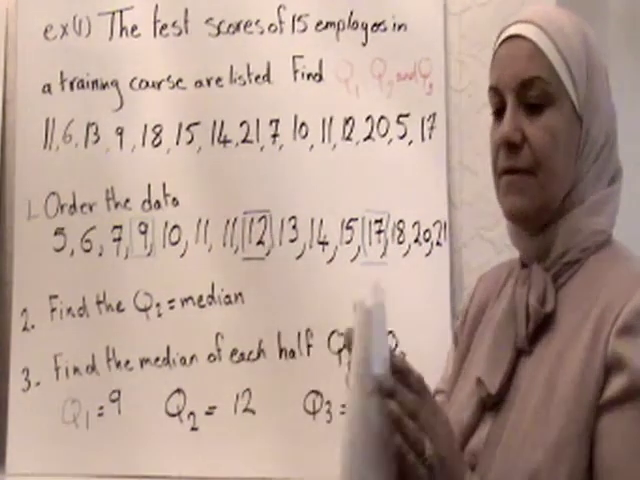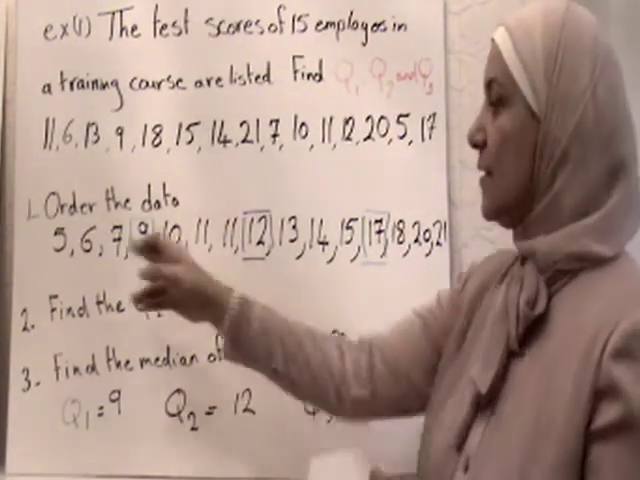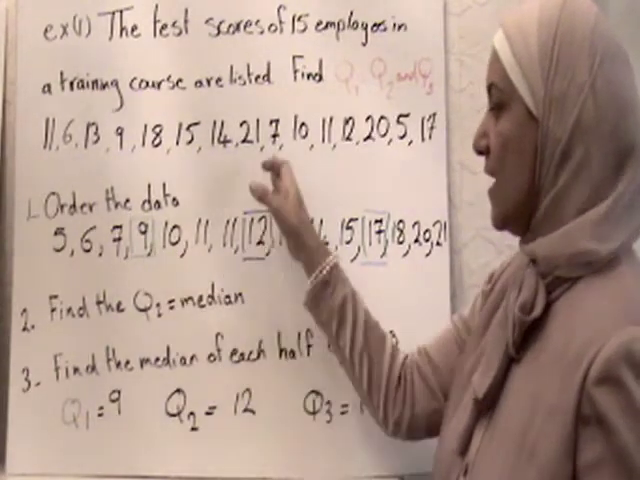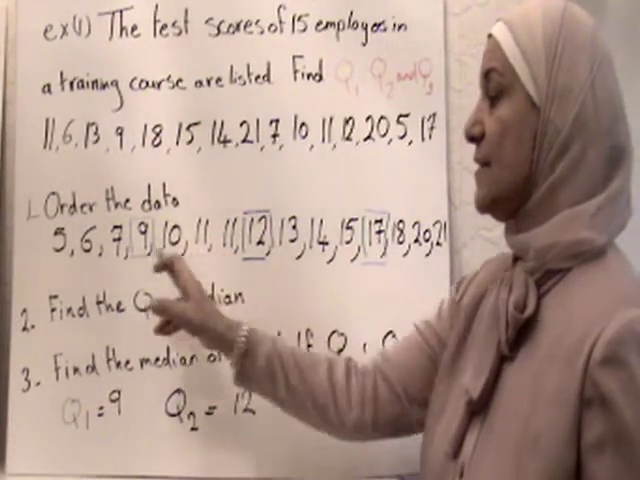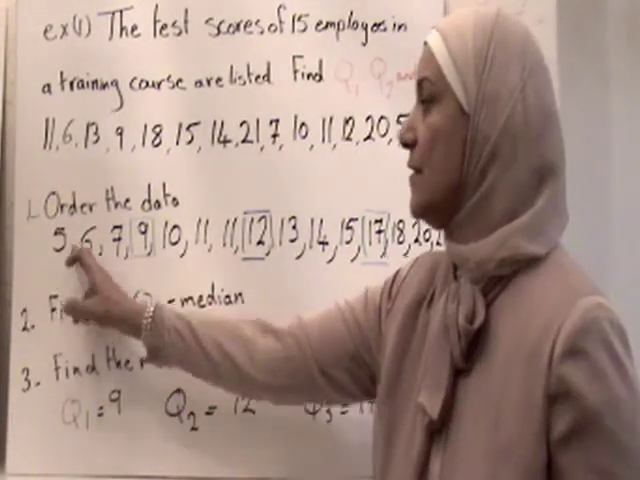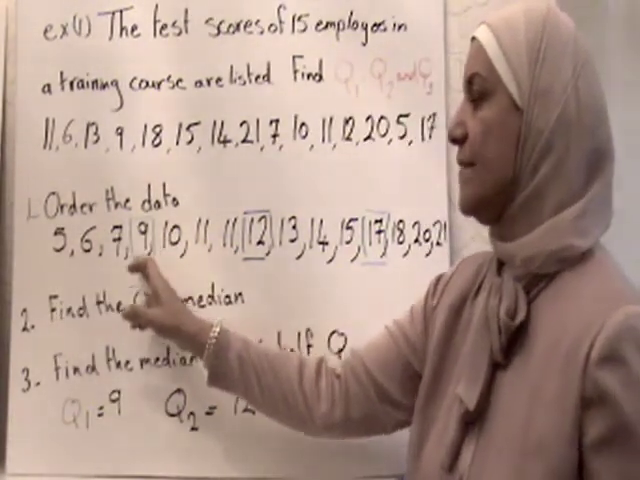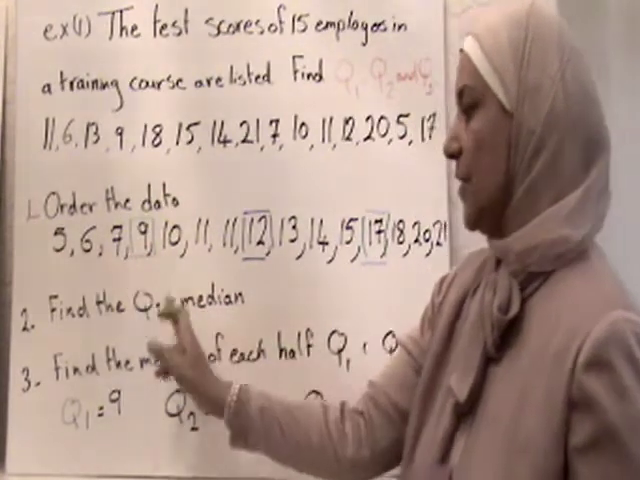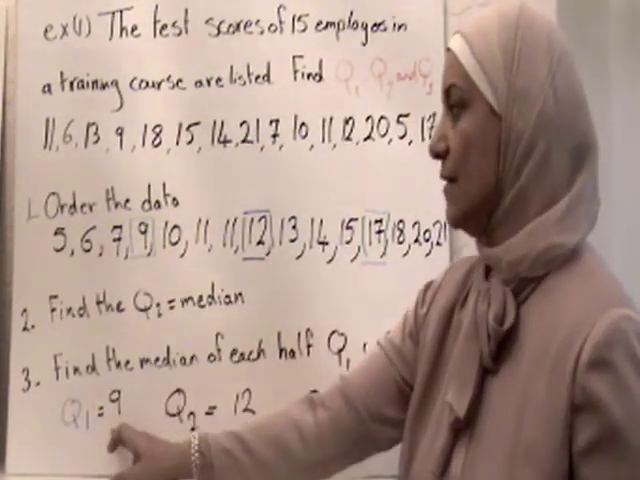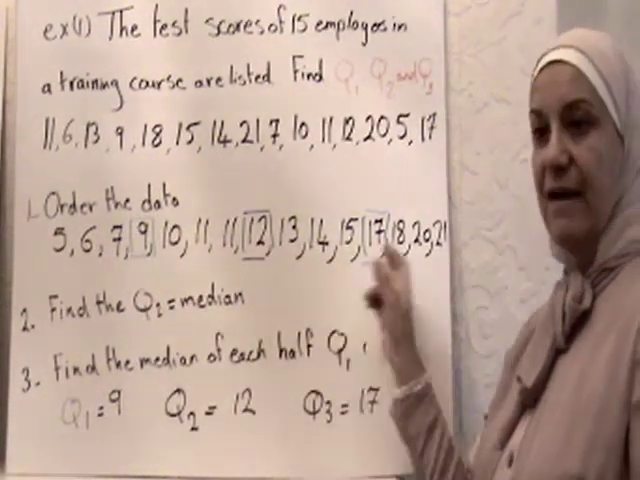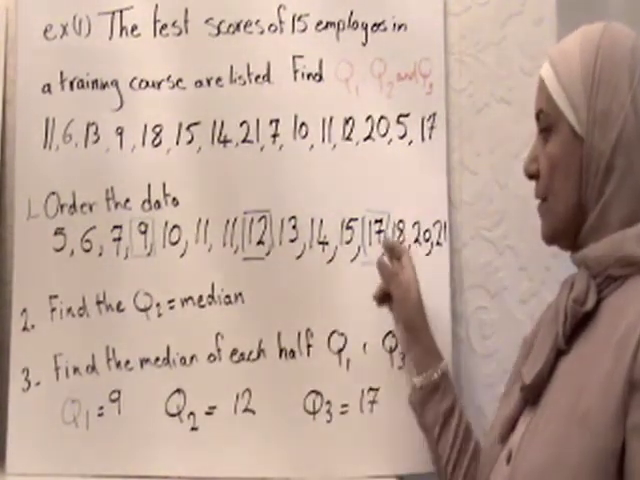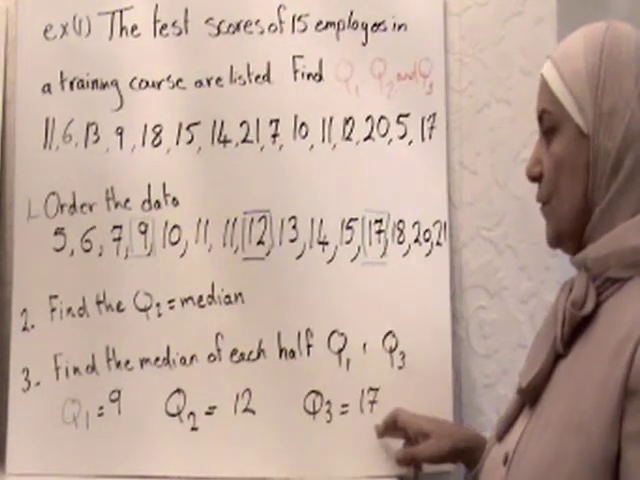First step, divide by 2, which is getting my median, which is 12. Next step, dividing this part into half and finding the median of this part, which is Q1. Third part, divide the last half into another half, which is Q3.